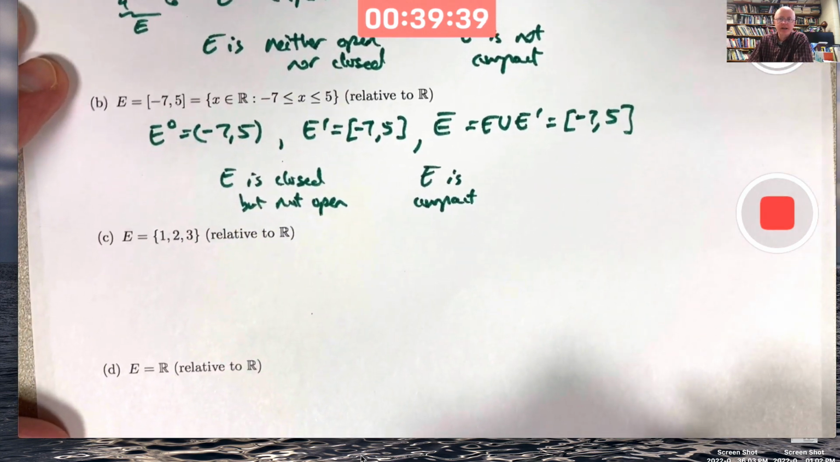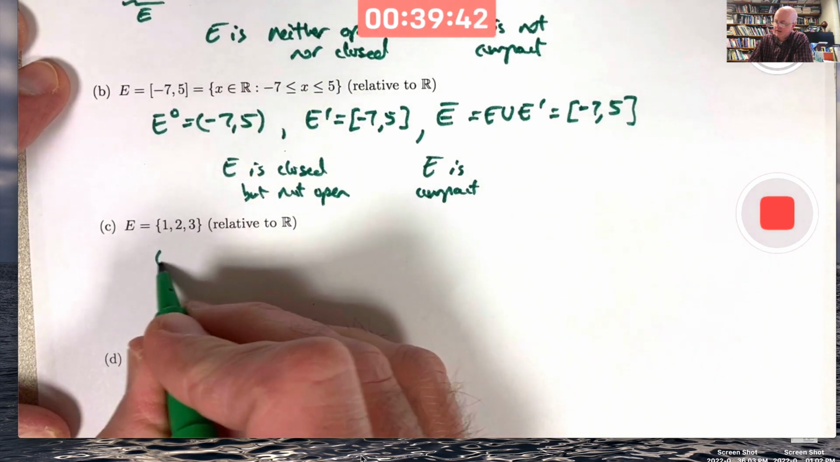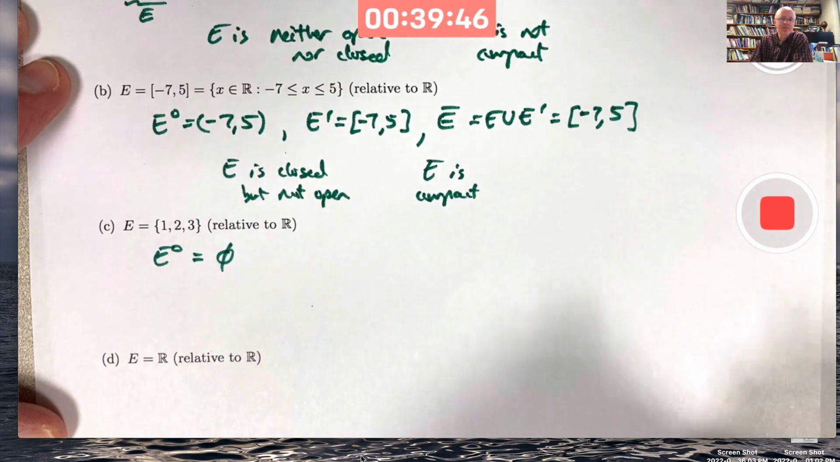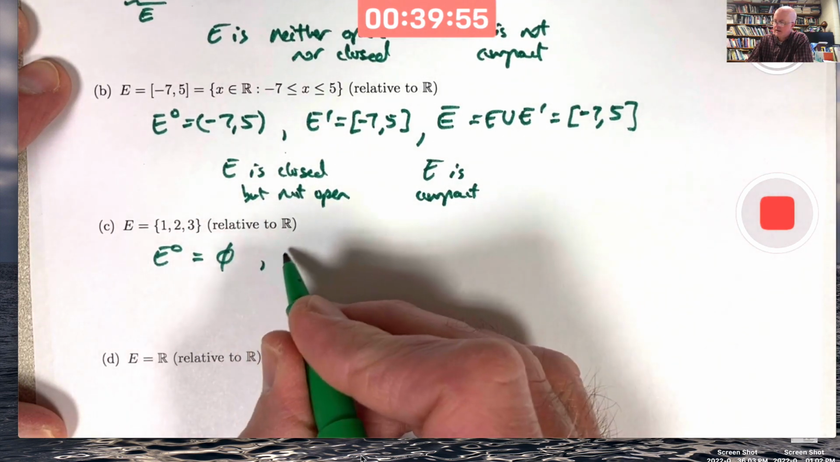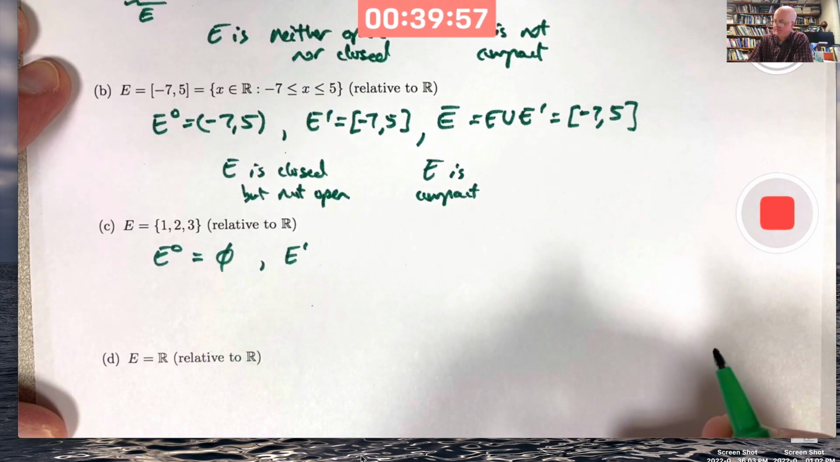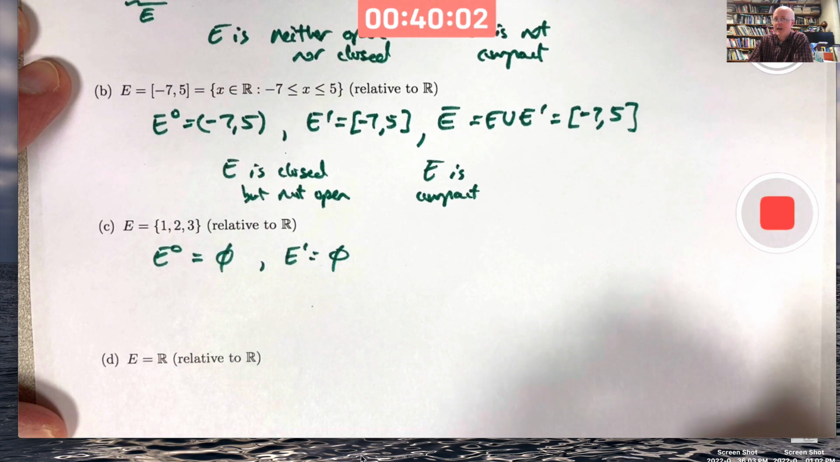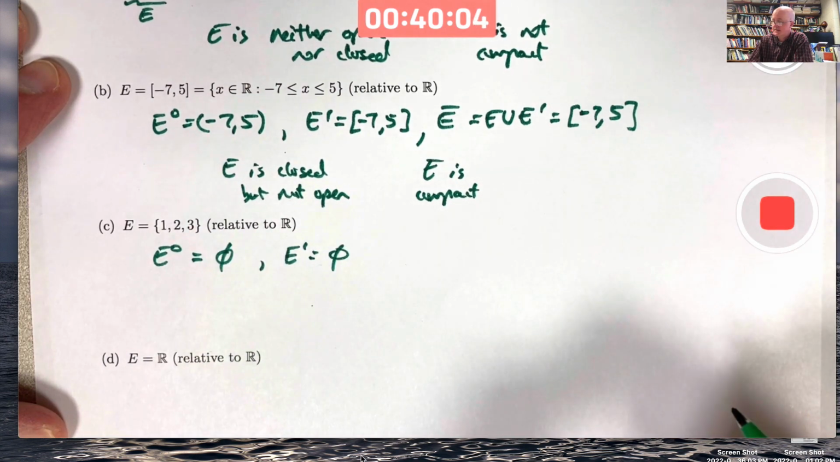C. E is a finite set. 1, 2, 3. What's its interior? Its interior is the empty set. There's no interior points of a finite set. No point you could think of is going to be an interior point of that. Its derived set is also empty. I mentioned that before as well when I drew some pictures. Any finite set is going to have an empty derived set. There are going to be no limit points of any finite set.